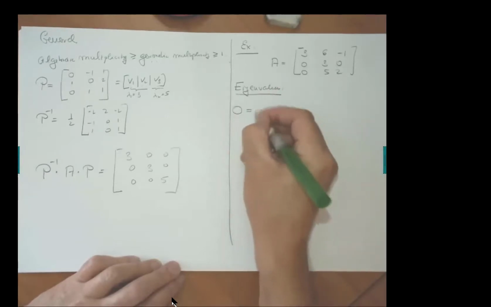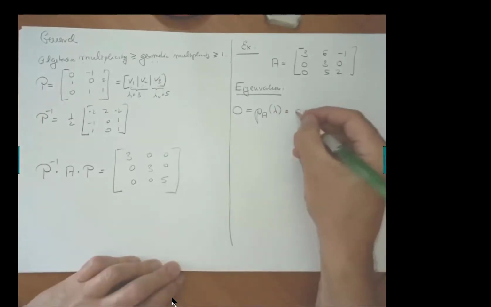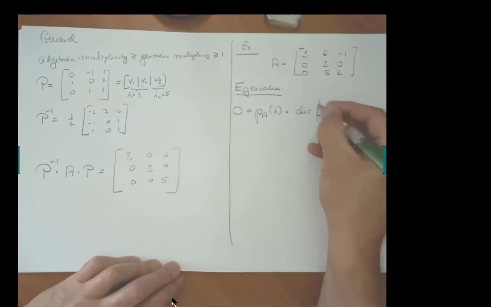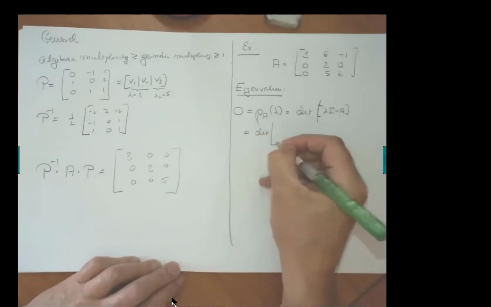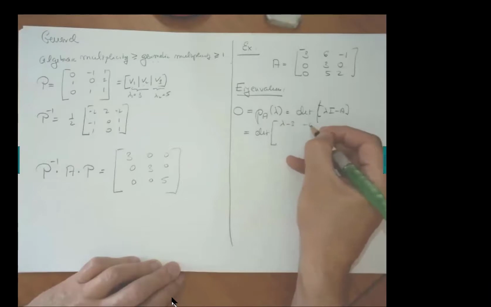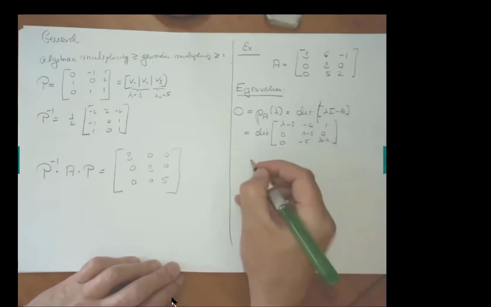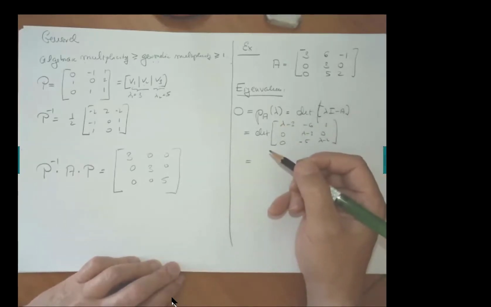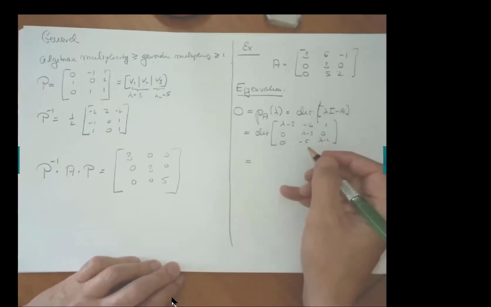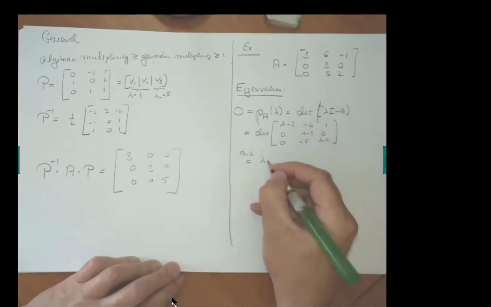So we have 0 equal to the characteristic polynomial, which is equal to the determinant. First I write like this, lambda I minus A, which is the determinant of [lambda minus 3, minus 6, 1; 0, lambda minus 3, 0; 0, minus 5, lambda minus 2]. And now, as I said, you can either pick column 1 or row 2. What did I do? I used, for whatever reason, row 2, but it really doesn't matter.